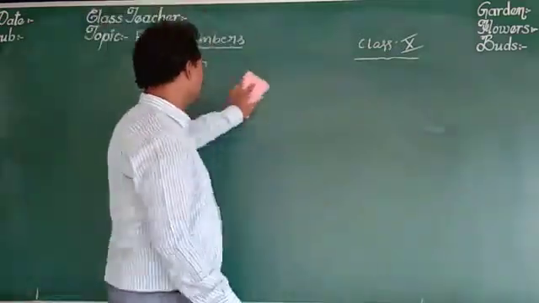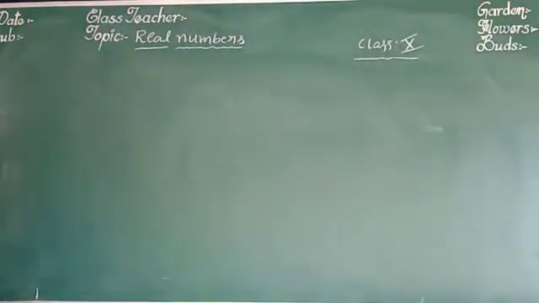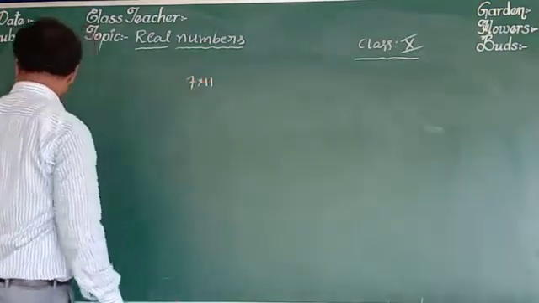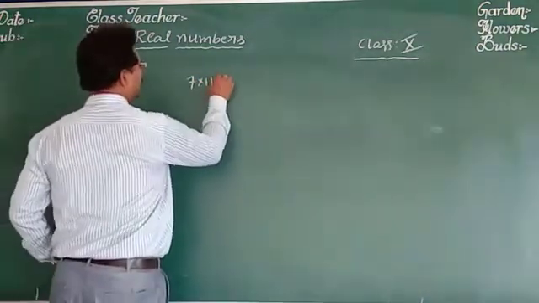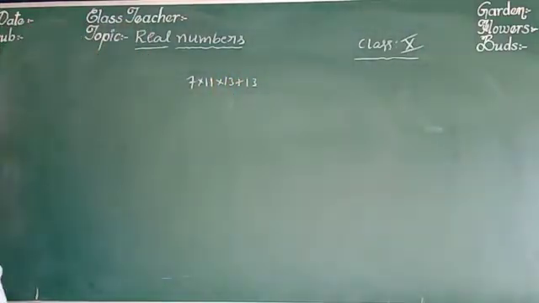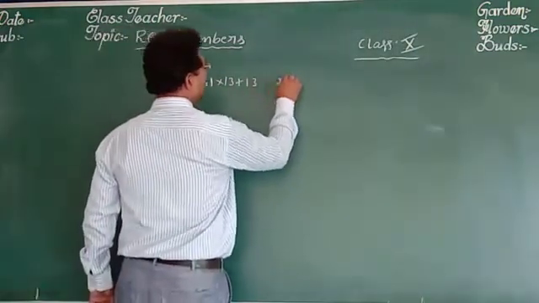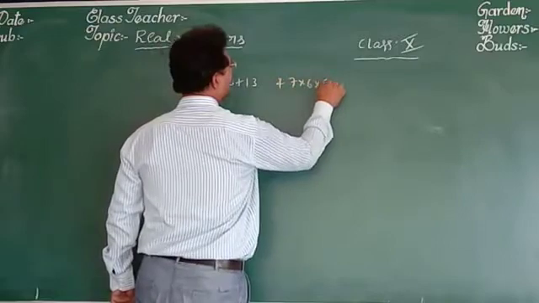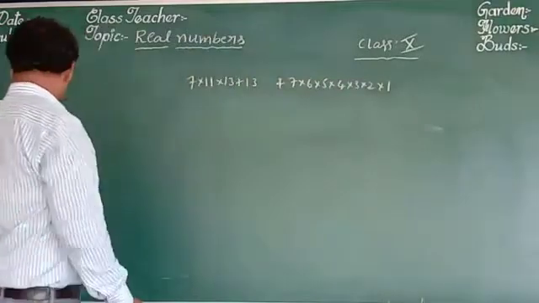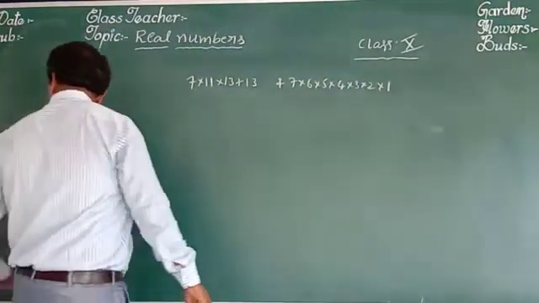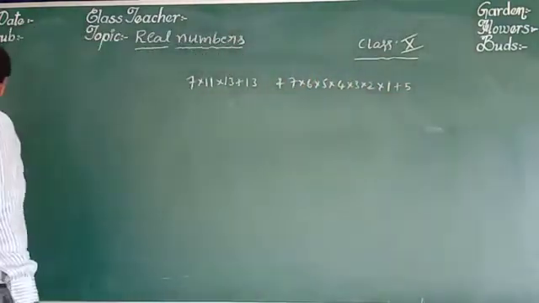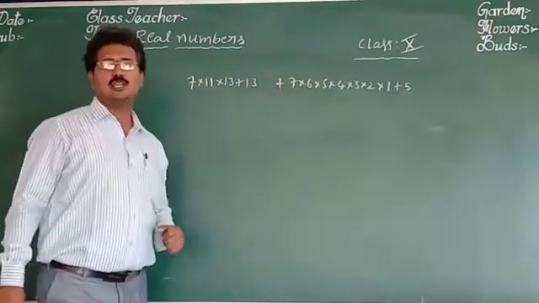And see the next one. Explain why 7 into 11 into 13 plus 13, and 7 into 6 into 5 into 4 into 3 into 2 into 1 plus 5 are composite numbers. How will you explain that these are composite numbers?